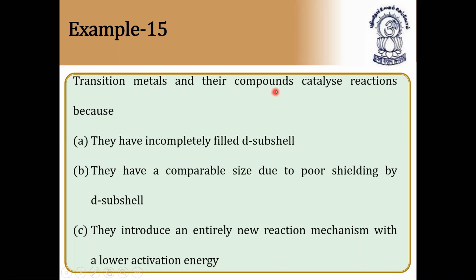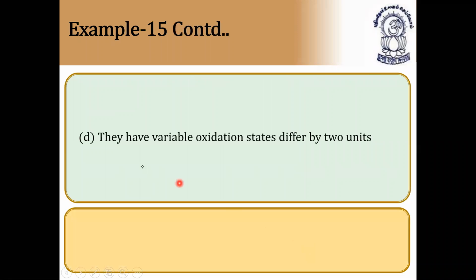Transition metals and their compounds catalyze reactions. Why are the transition metals used as catalysts? This we have discussed in general properties of metals. They have incomplete d subshell. They have comparable size due to poor shielding effect by d electrons. They introduce an entirely new reaction mechanism with lower activation energy. Anyway, if they are used as catalyst, definitely they have lower activation energy. And fourth point, they have variable oxidation states differing by 2 units.